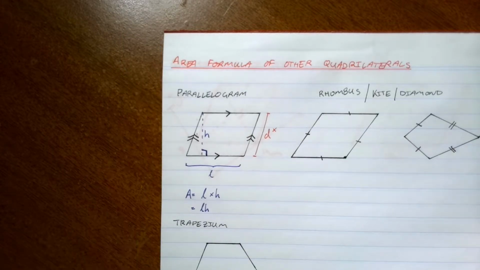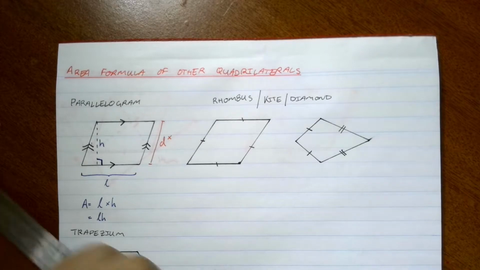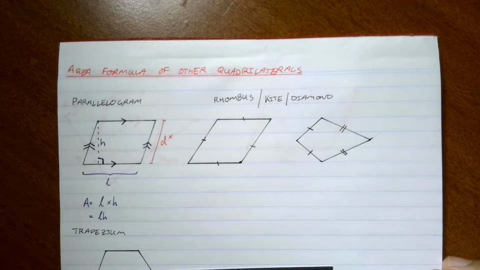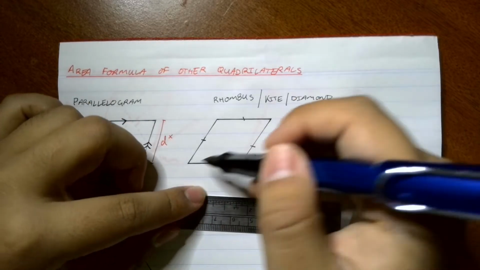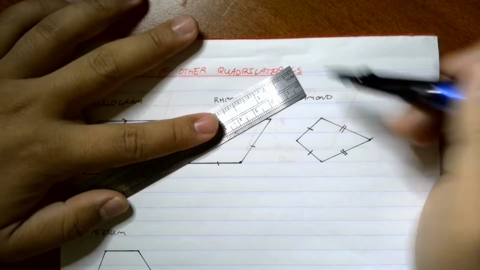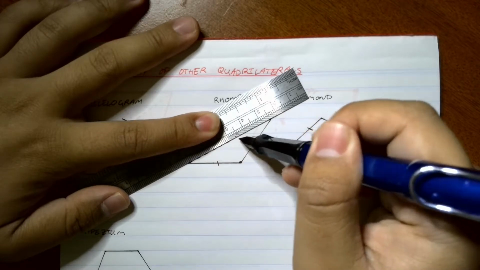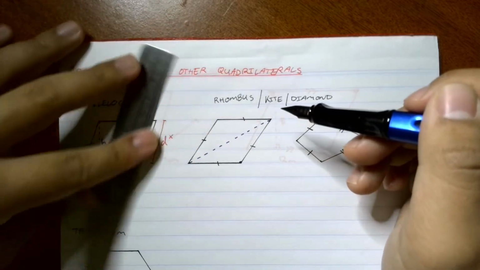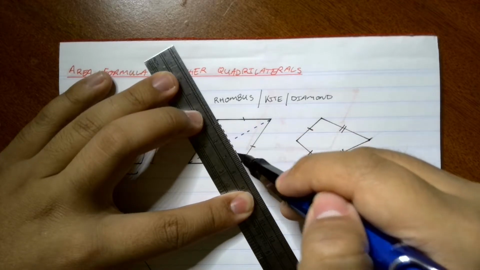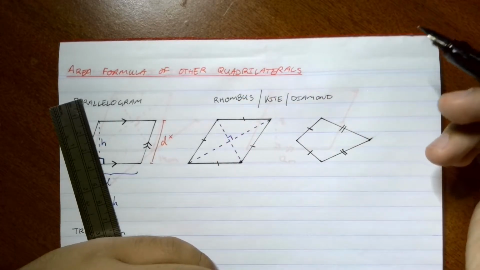Okay, moving right along. For the rhombus, kite, or diamond, they have the same area formula, and unlike parallelograms, rectangles, and squares, we don't use the sides themselves. We actually use the diagonals of rhombuses or diamonds or kites. So I'm going to draw my diagonal here. It's one diagonal. There is the other diagonal. There we are. And we know from previous units that they are perpendicular to each other.